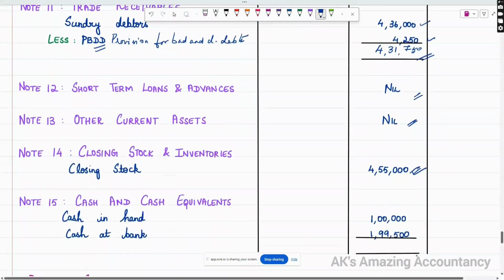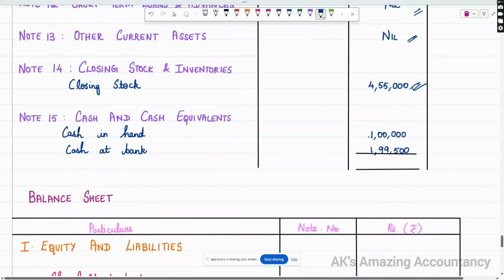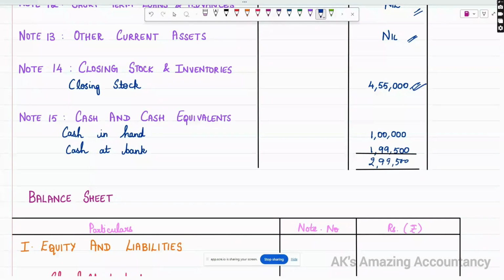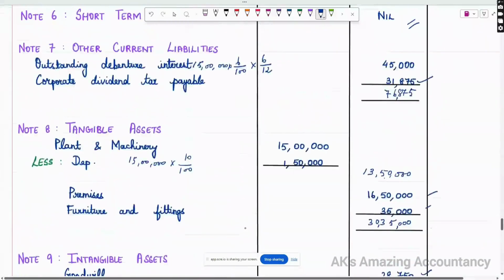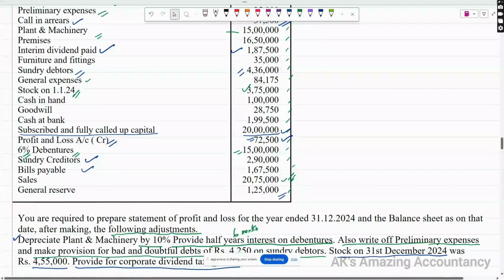And Note 15 is for cash and cash equivalents. So in the problem you are given cash in hand 1 lakh, cash at bank 1 lakh 99,500. When we add these two amounts together, the total will be 2 lakh 99,500. This will be Note 15. You can have a look at the problem for cash and cash equivalents, which is given to us in the problem.